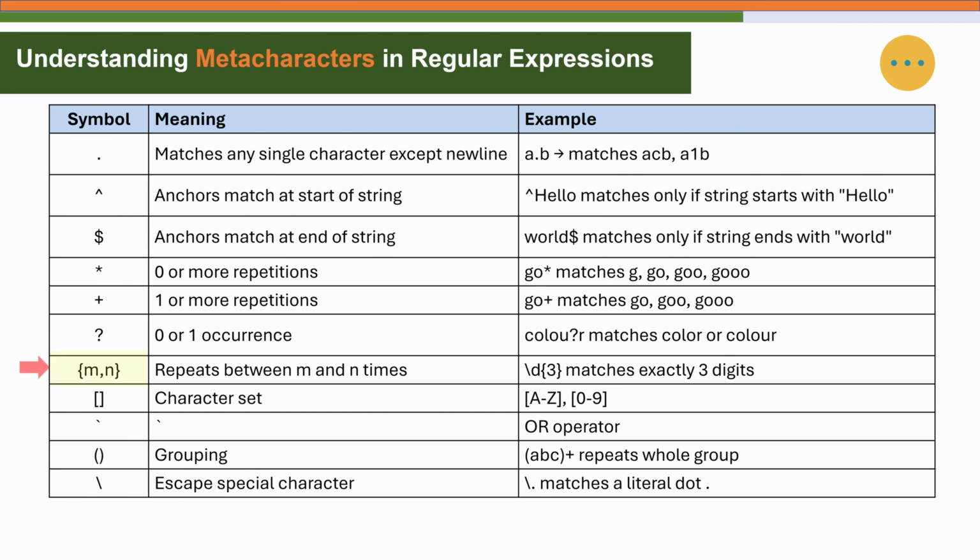You can also specify an exact count using curly braces like m, n. For example, \d{3} matches exactly 3 digits. Square brackets let you define sets of allowed characters, while parentheses group parts of your pattern so they act as one unit. And finally, backslash escapes a metacharacter, allowing you to match it literally. For instance, backslash dot matches a real dot instead of any character.